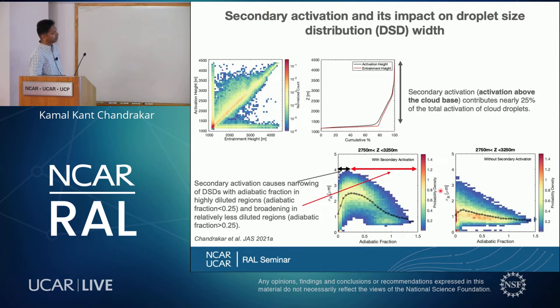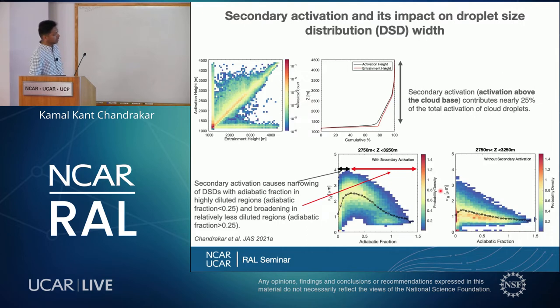So the bottom panel shows the spectral width versus adiabatic fraction for those two cases, one case with secondary activation, the other case without secondary activation. So for the case where there's no secondary activation, we get smaller spectral width compared to the case where we have secondary activation. And also this increasing trend of the spectral width with increase in the amount of dilution, or decrease in adiabatic fraction, is weaker when there's no secondary activation. So entrainment leads to activation of new particles and produces the smaller droplet mode and then broadens the overall distribution. So this is important for the overall shape of the droplet size distribution.